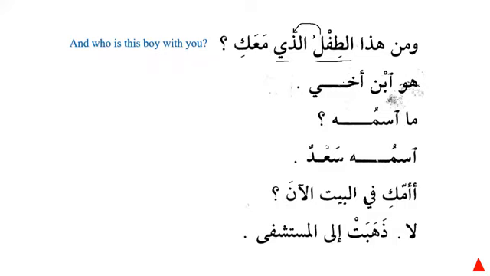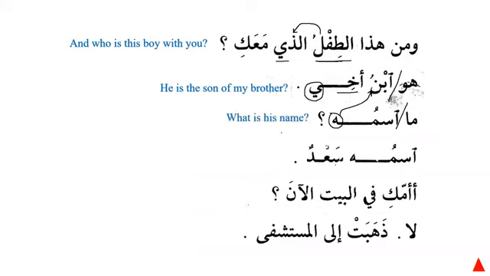هو ابن أخي. He is the son of my brother. And we know it was basically أخ, and then we have ya al-mutakallim, so that's why it has changed into أخي. هو ابن أخي. مسمه, what's his name? And now who does it refer to? Ibn Akhi, it refers to him. Masmuhu, what's his name? Ismuhu Sa'adun, his name is Sa'ad. So Ismuhu will be the subject and Sa'adun will be predicate. His name is Sa'ad.